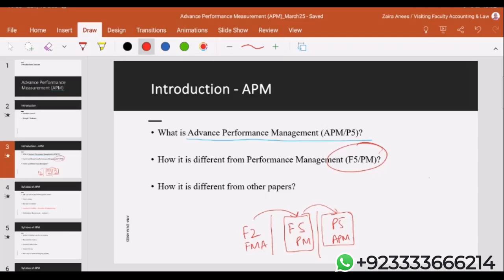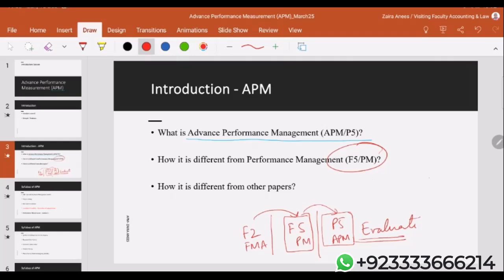Similarly, there's one term which is introduced in the APM paper and which is generally asked a lot of different times. I mean, mostly the examiner asks you to evaluate a certain situation. So that is generally not a term in F5. So this is a very interesting term.